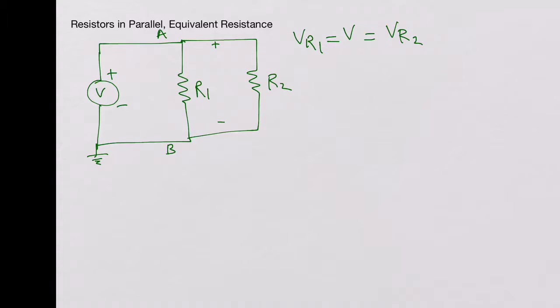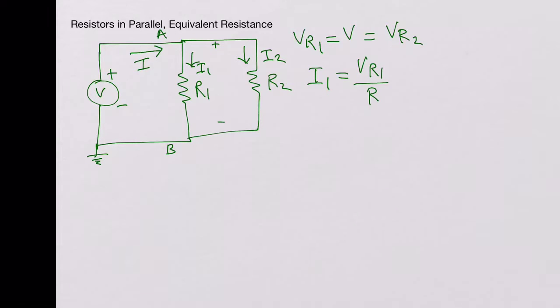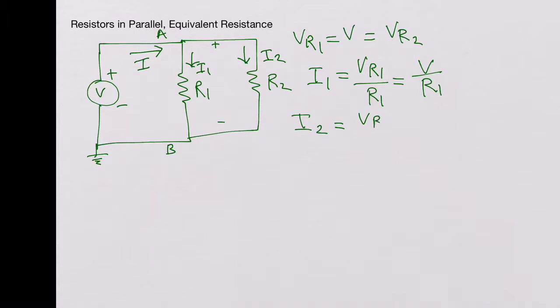Now a total current I will flow into the circuit, but it would split into two places. So there would be I1 flowing through the branch R1, I2 flowing through the branch R2. Now if you write equations for I1 and I2, I1 would be the voltage dropped across R1, VR1 over R1, which is nothing but V over R1. And then I2 would be VR2 over R2, that is V over R2.